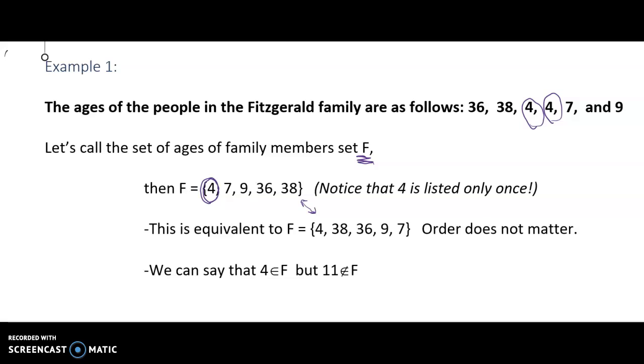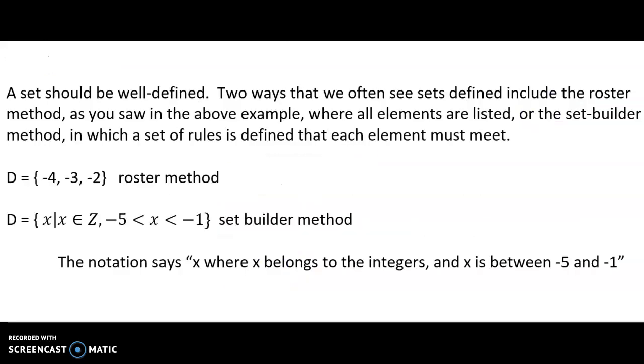We can say that 4 belongs to F, but 11 does not belong to F. Why? Because 4 is in the set. 11 is not in the set. A set should be well defined. Two ways we often see sets defined include a roster method, which is what we did in the Fitzgerald example. All the elements were listed.